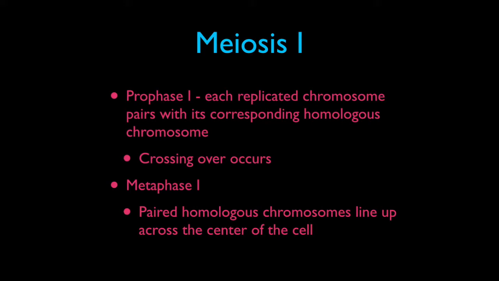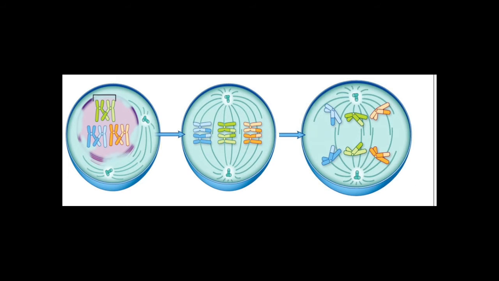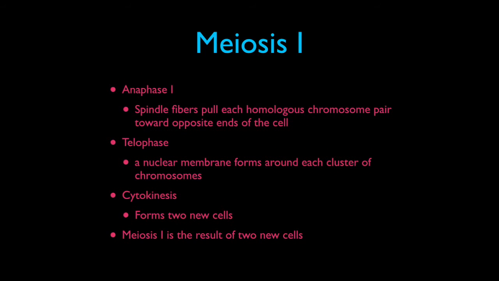Crossing over is a huge word. Make sure you put a star next to it that it falls under prophase 1. Metaphase 1 is paired homologous chromosomes line up across the center of the cell. Remember, meta means middle. Anaphase 1 is when spindle fibers pull each homologous chromosome pair towards opposite ends of the cell. Telophase 1 is a nuclear membrane forms around each cluster of chromosomes. And then you have cytokinesis, which forms two new cells. Meiosis 1 is the result of two new cells.